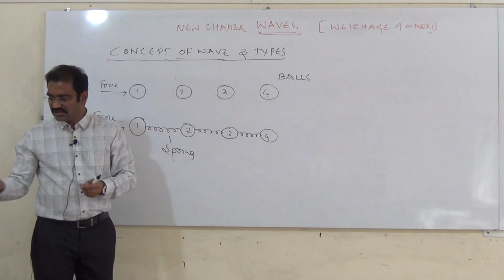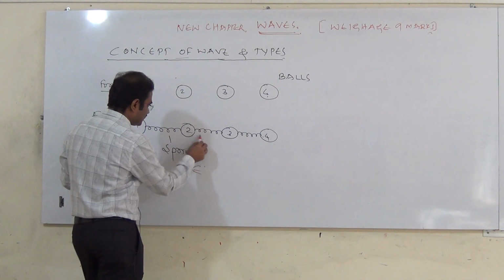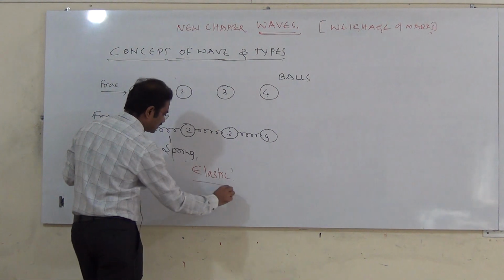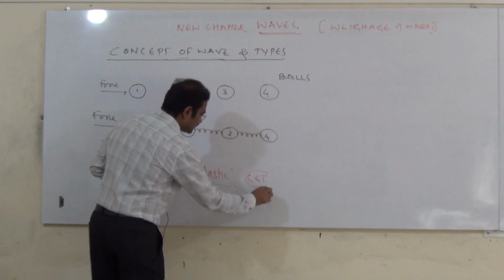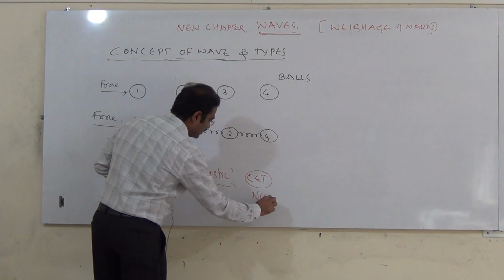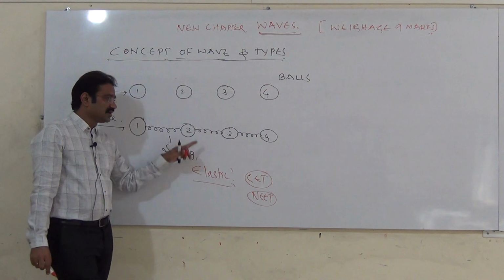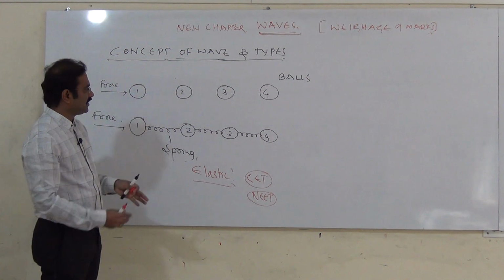Which property is responsible for this? That is, this acts like an elastic. Therefore, elastic property is responsible for the propagation of the waves. Therefore, it is one of the CET and NEET questions. Which property is responsible? That is, elastic property is responsible for the propagation of the waves. Once again I explain.